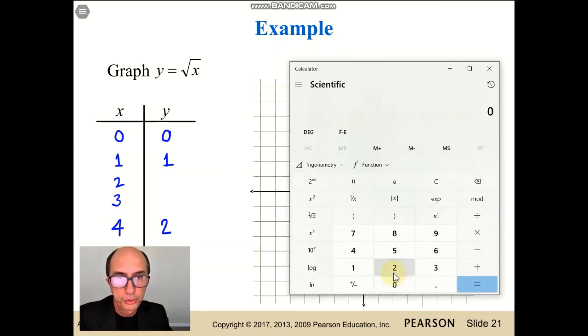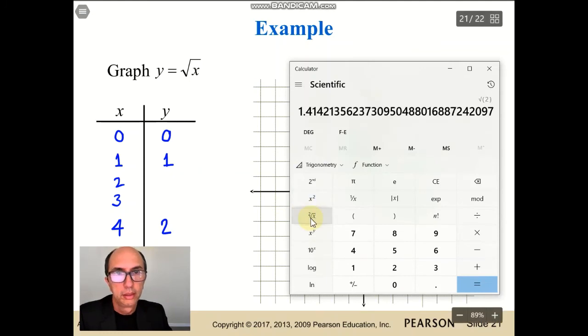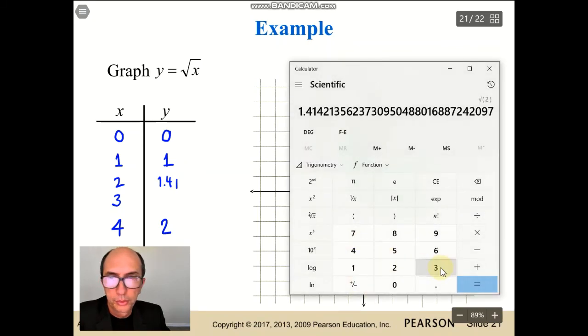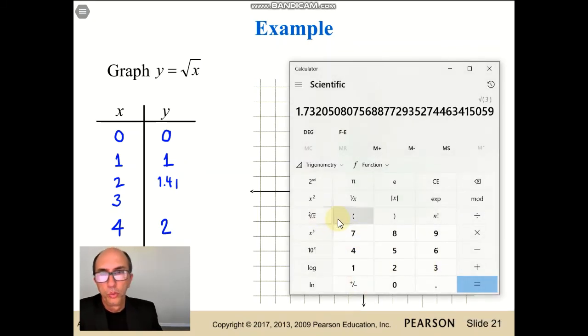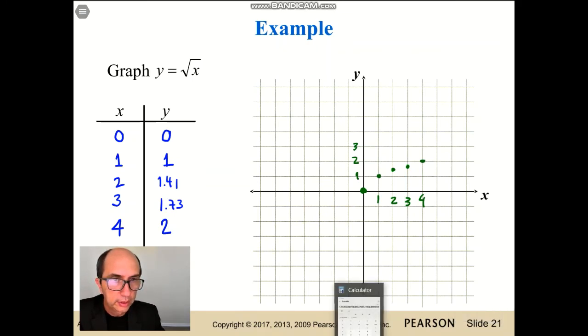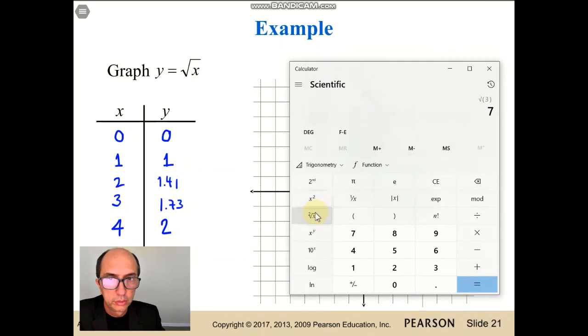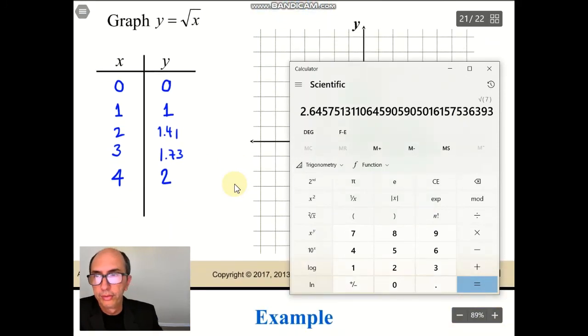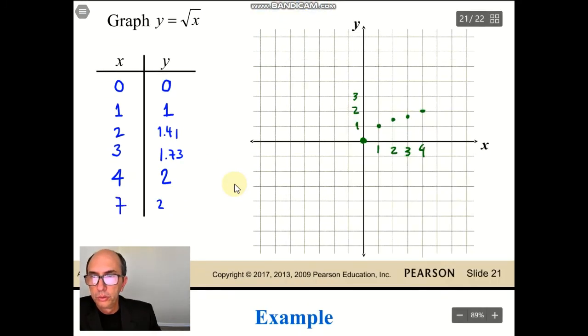And the square root of 2, let's calculate here, is 1.41. Let's use 2 decimals, 1.41. And what about the square root of 3? 1.73. Let's also, since we have our calculator here, find the square root of 7. The square root of 7, let me write down here, 2.65. So 7, 2.65. Now we have a few points.